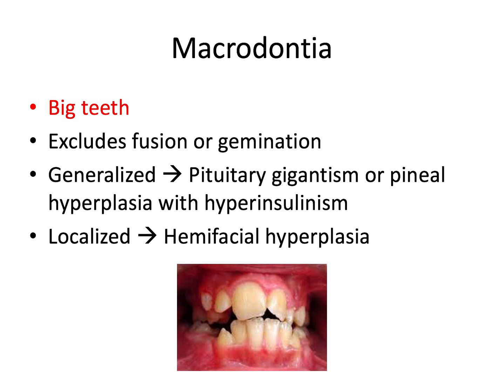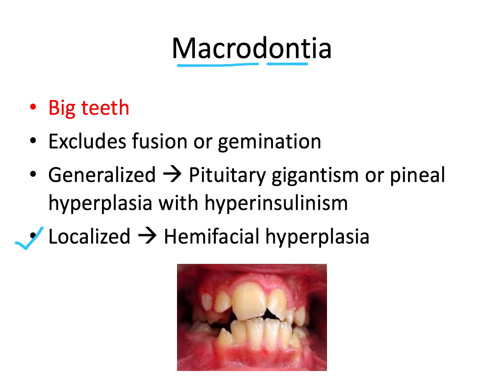And the opposite of this, we have macrodontia, which simply means big teeth. Now this excludes fusion and gemination, which we'll talk about in the next two slides, respectively. Now this one can also occur in two forms. We have generalized, where all the teeth are large, and this is very, very rare that we see this. This can be with pituitary gigantism or pineal hyperplasia with hyperinsulinism. Again, very, very rare that you see this.